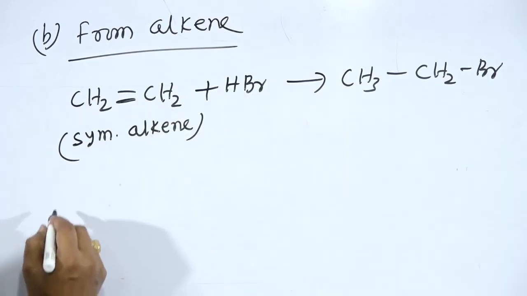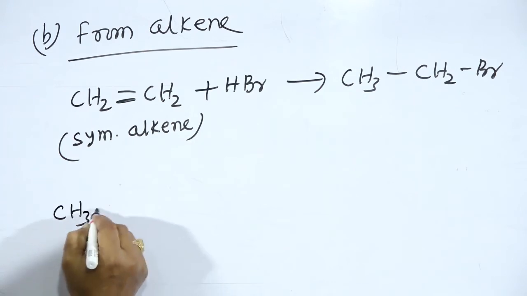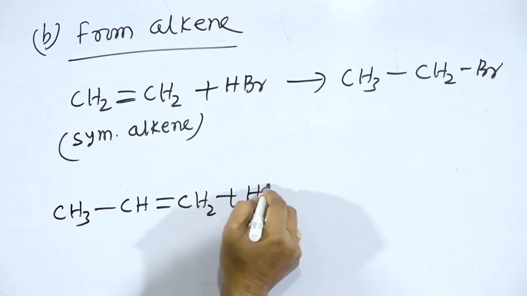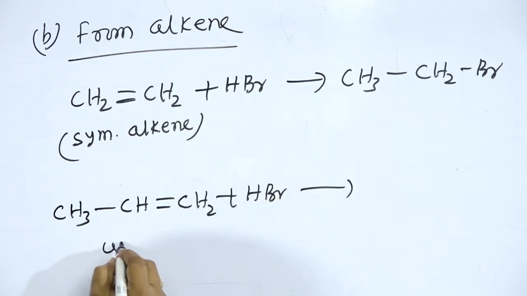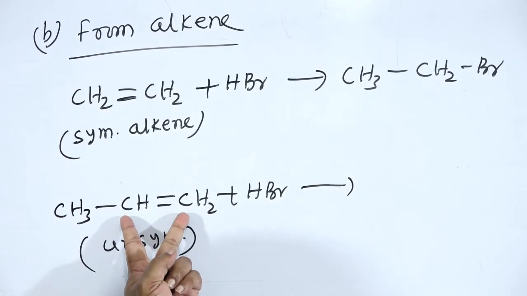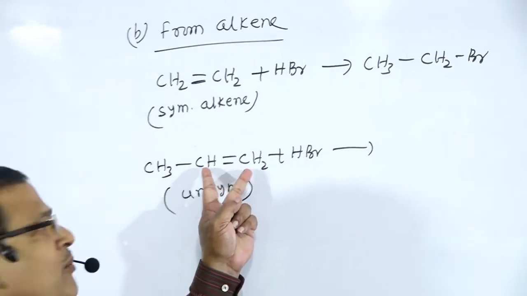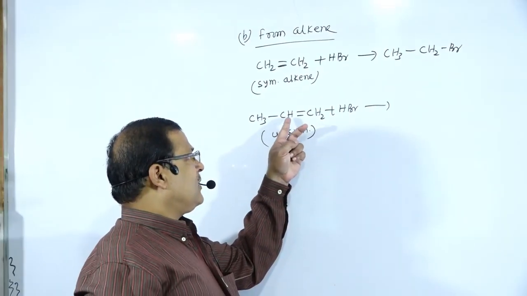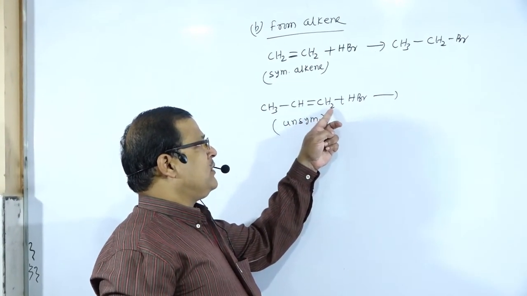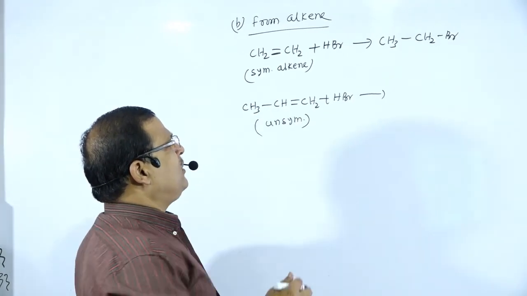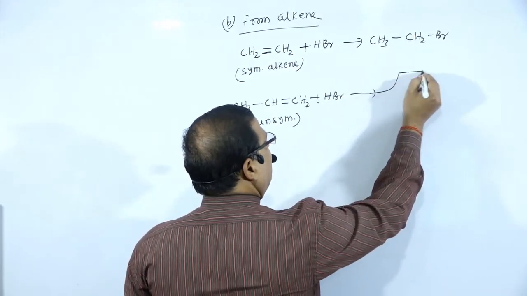But whenever HBr is added to an unsymmetrical alkene, why is it unsymmetrical? Because in this carbon-carbon double bond, both sides do not have the same number of hydrogen atoms. This side contains one hydrogen atom and this side contains two hydrogen atoms. So if the polar molecule is added to this side, then what will be the product? Two different types of products will be there.